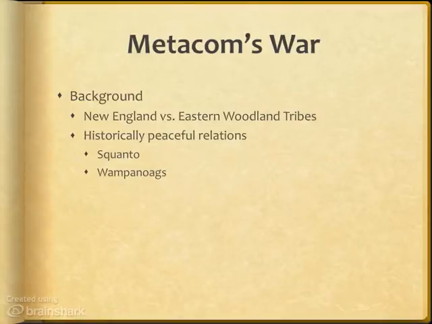Ironically, the Puritans of New England had historically had good relations with the peoples that lived around them. Remember, it was Squanto who introduced the Puritans at Plymouth to the Wampanoag people. Of course, there were exceptions. The Puritans had fought a brutal war with the Pequots over lands in the Connecticut River Valley in 1636 and 1637.